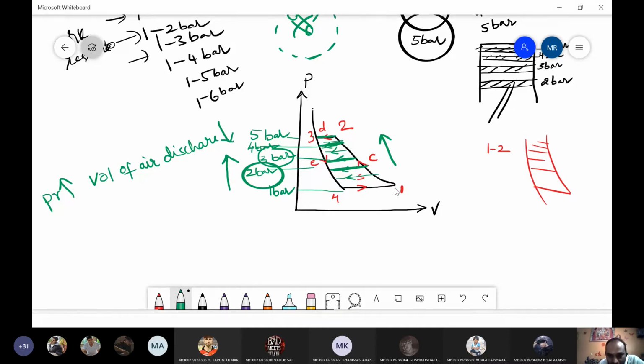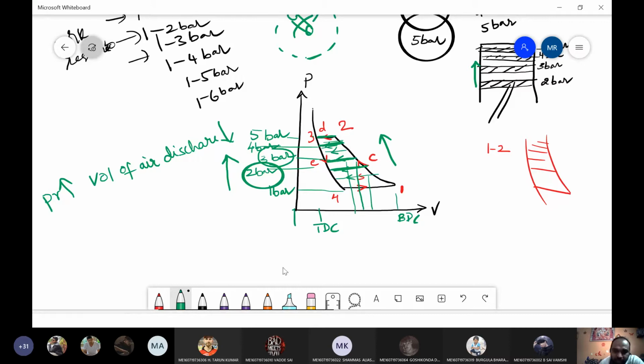See, this is the bottom dead center, and this is the top dead center. This is the start of the delivery, and this is the start of delivery for the higher pressures. When pressure is increasing, the piston is moving towards TDC. At that time, the pressure is increasing. When the piston is moving towards TDC, the stroke length for the discharge is decreasing.